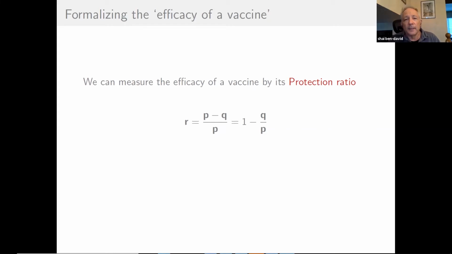So this is the difference between your probability of getting sick if you get the placebo, and the probability of getting sick if you got the vaccine, divided by the probability of getting sick. Not your probability in the population, but this ratio is the probability of getting sick.